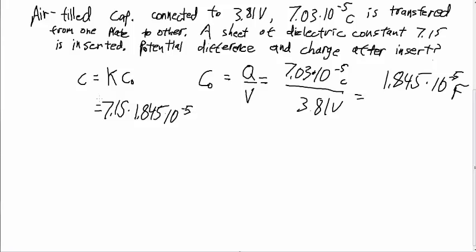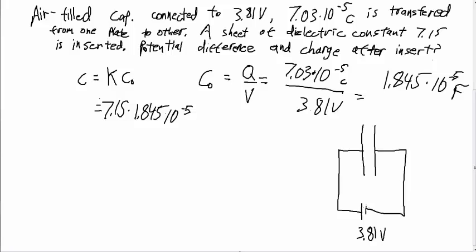Maybe it would be helpful to draw a diagram of this whole setup. Here's our 3.81 volt power source, and there's our empty capacitor. And then we put in a dielectric material, but that doesn't change the voltage applied. So it doesn't change the potential difference between the plates. That entire voltage that's applied drops from one plate to the other one. So quick answer, the potential difference is still the same, 3.81. But what did change?